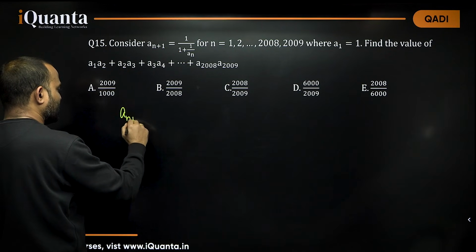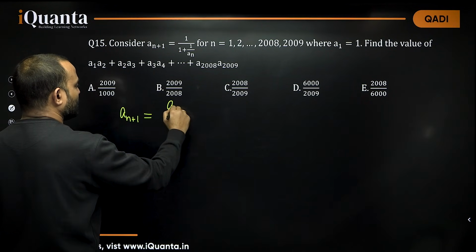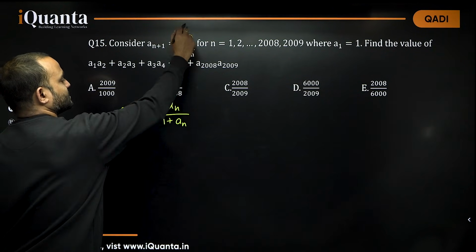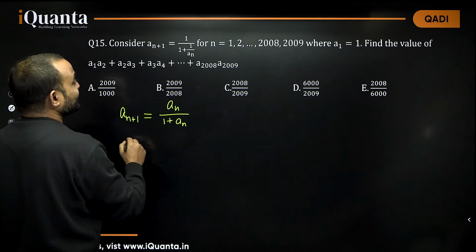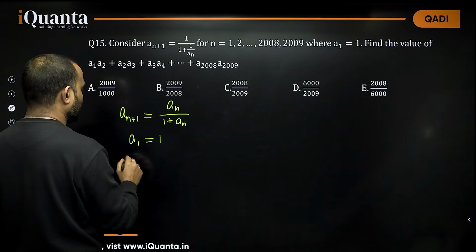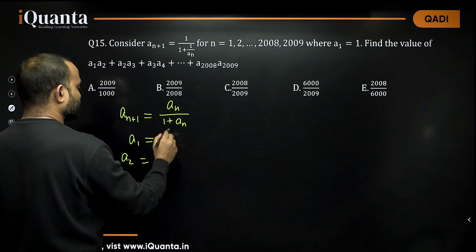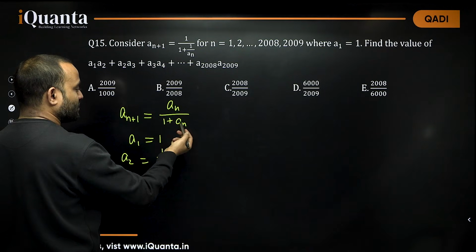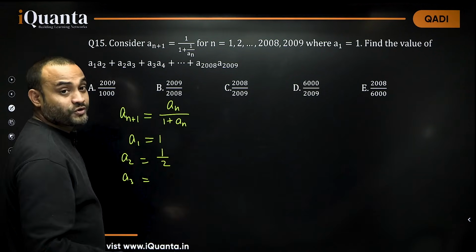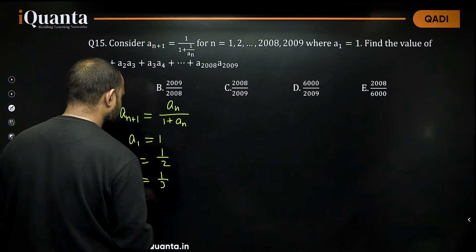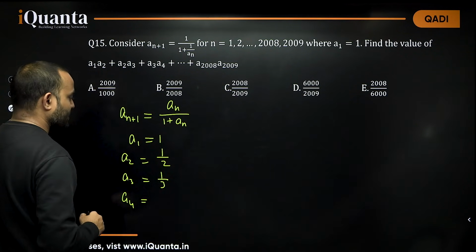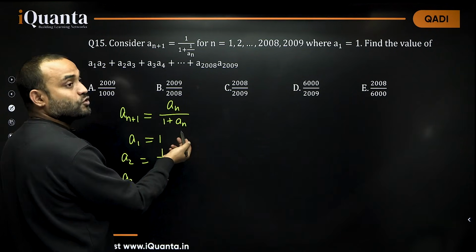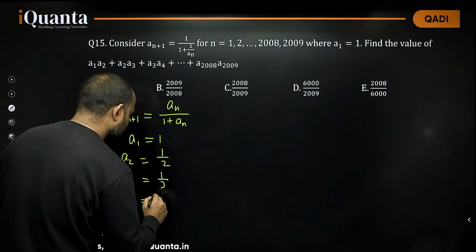Can I say a(n+1) will be equal to a(n) upon 1 plus a(n), correct? Now a1 is given. What is a1? a1 is equal to 1. What will be a2? 1 upon 1 plus 1, so 1 by 2. What will be a3? 1 by 2 upon 1 plus 1 by 2, so 1 by 2 upon 3 by 2, that is nothing but 1 by 3. Then what will be a4? 1 by 3 upon 1 plus 1 by 3, that is 1 by 3 upon 4 by 3, which is equal to 1 by 4.